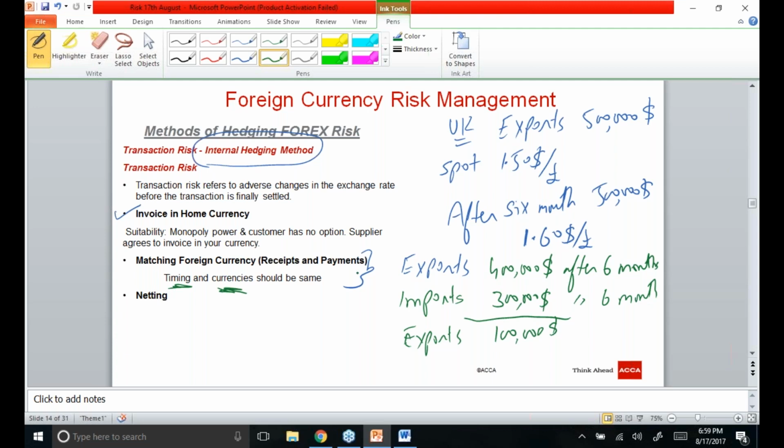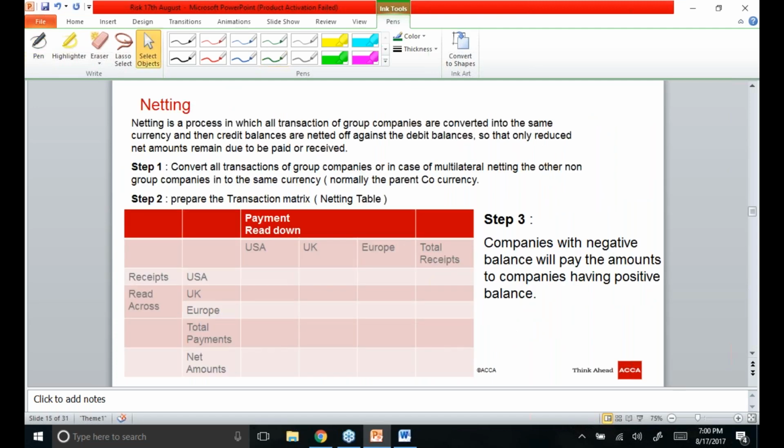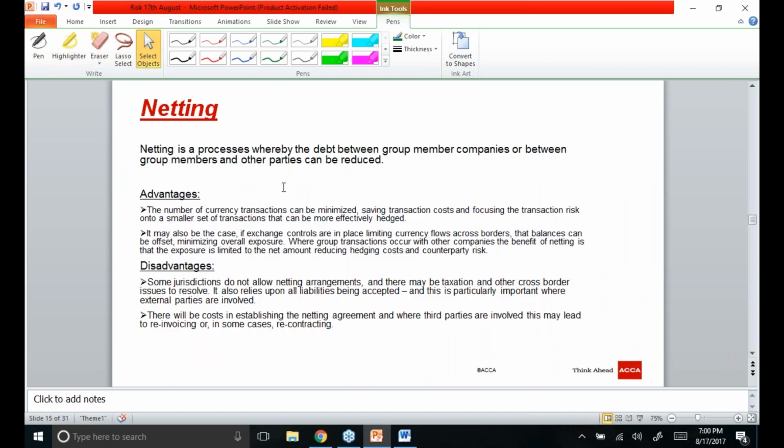Okay, the next one is netting. Netting is a process in which all transactions of group companies are converted into the same currency. So let's have an explanation.